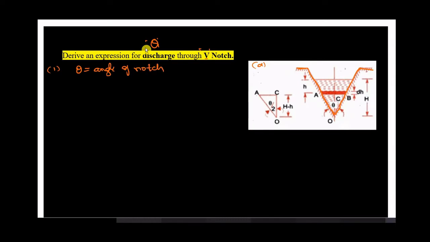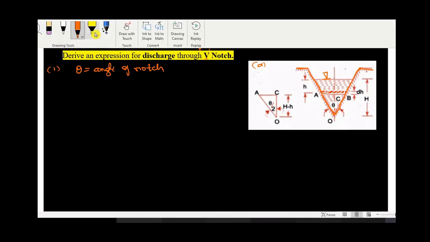Now to derive the expression for Q, that is discharge, first we'll consider one small strip. Here is a small strip. Small strip AB is considered in a notch at a height or at a depth of h from the free surface of the liquid. This is a free surface of liquid, and this small strip AB. So this strip AB is considered at a height or depth of h from free surface of the liquid. That is what you can see in this diagram.